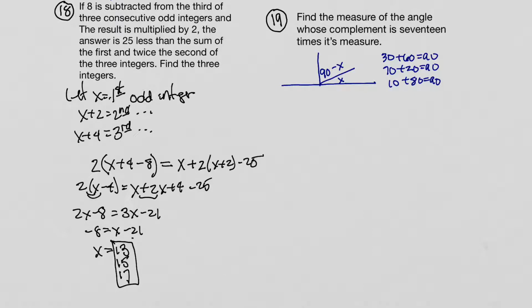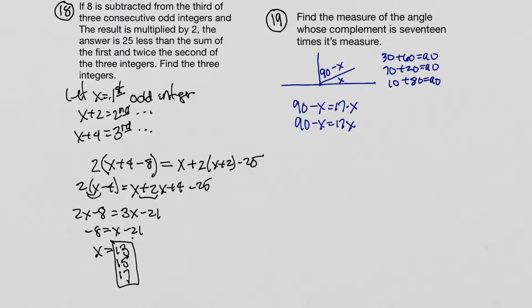So here's what I know about these two angles. Find the measure of the angle whose complement, so if x is the angle, its complement is 17 times this one. Let's write it. Here's the complement: 90 minus x is 17 times that measure. So there's our equation: 90 minus x equals 17x.